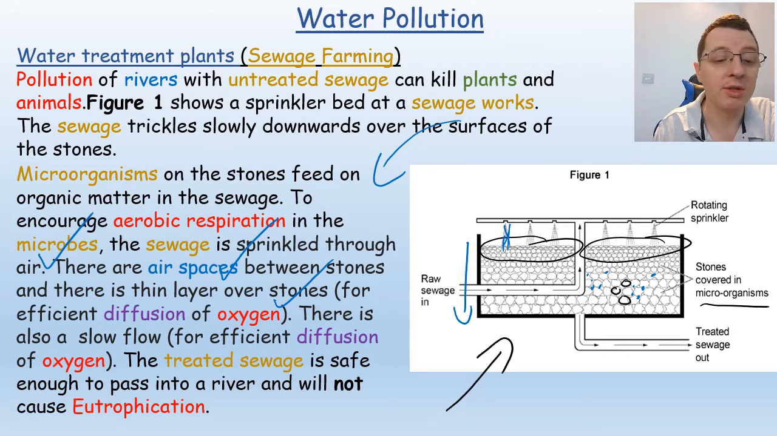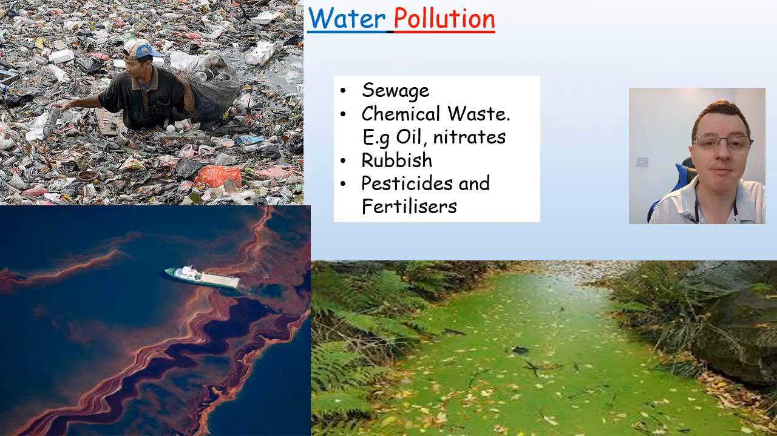Now, a treated sewage is safe enough to pass into a river and it will not cause eutrophication, because eutrophication, the first step is to have those extra nutrients from the sewage washed into a river.